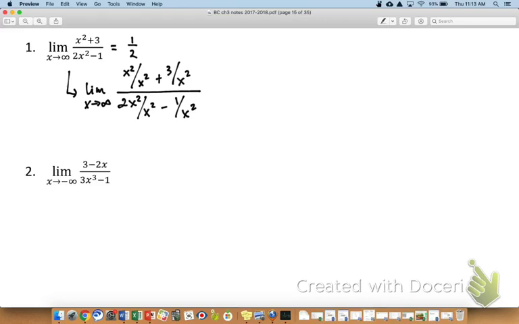So, of course, this creates a whole bunch of cancellations. In the numerator, I would then get the limit as x approaches infinity of 1 plus 3 over x squared, over 2 minus 1 over x squared. And this is where those little fun facts about these limits come into play.